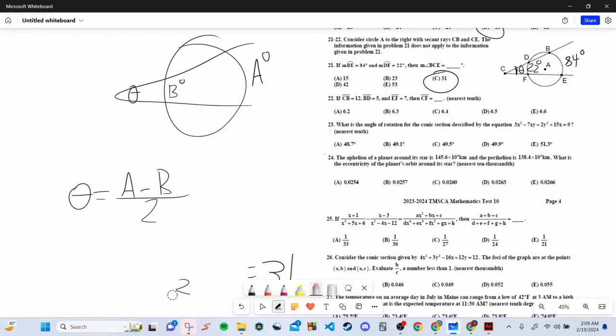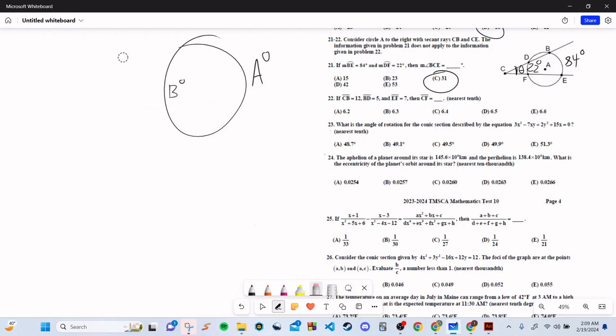Alright, so moving on, question 22. So still dealing with this same figure. You have that the length of this whole segment, CB, is 22. BD is 5, so that means CD is 7, right? And EF is 7. And so we want to know what CF is.